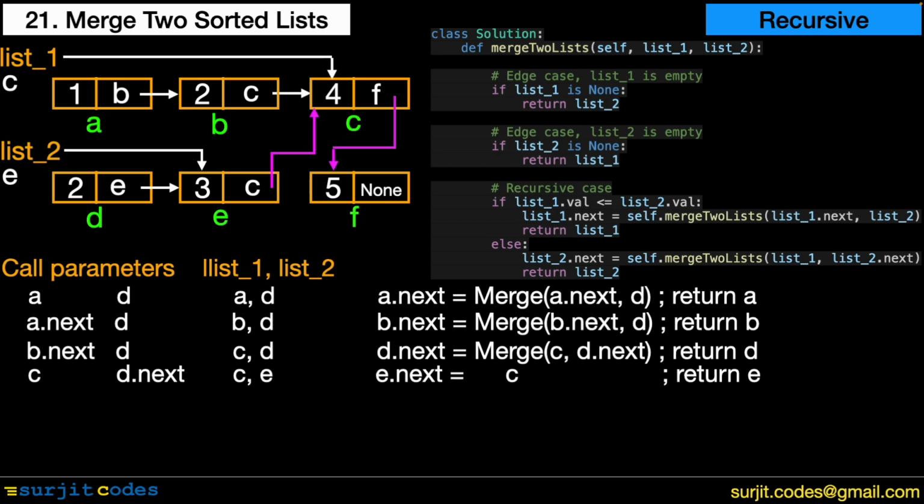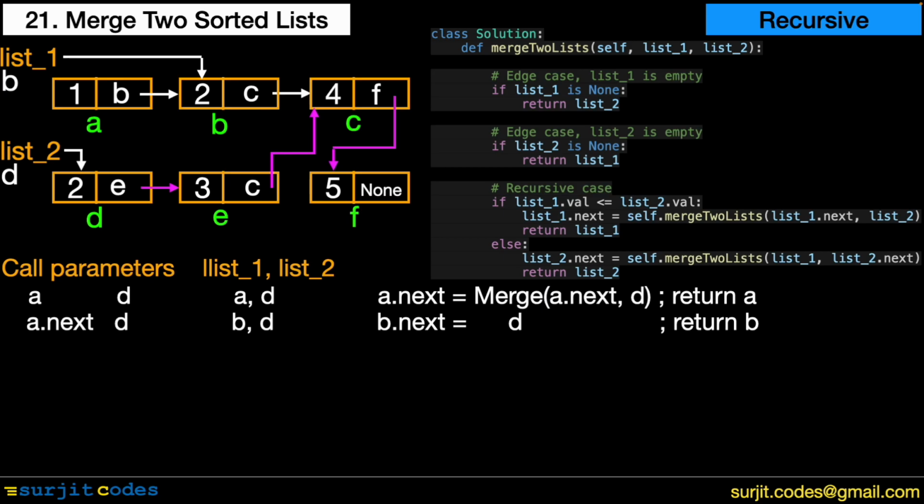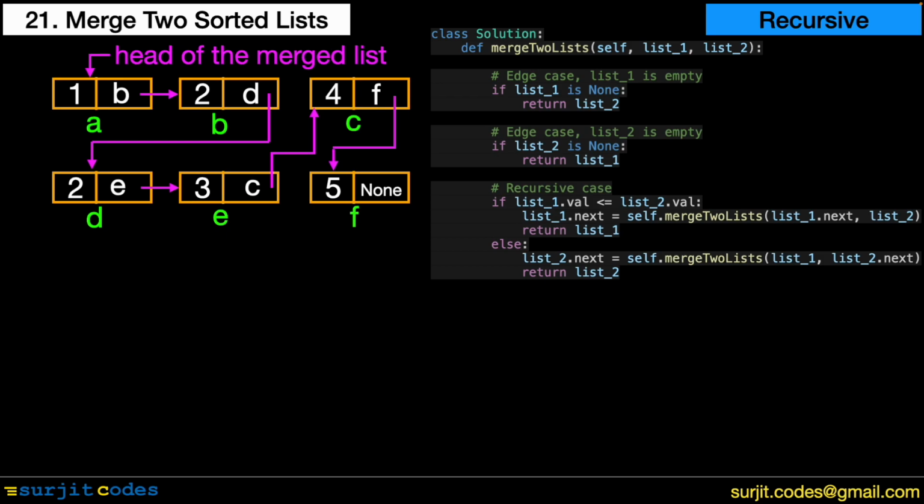E next changes from F to C, which is shown like this, and then it returns E to the previous call, which becomes this. D next is already E, so it is reaffirmed and it returns D to the previous call, which becomes this. So B next changes from C to D and is shown as this. After this, it returns B, which is received by the previous call. As A next is already B, it is reaffirmed and A is returned to the main program as the final head of the merged list.